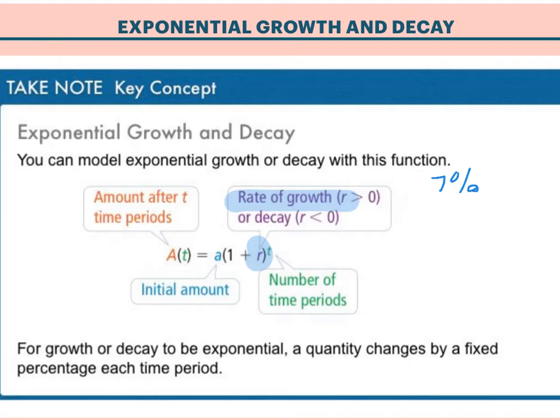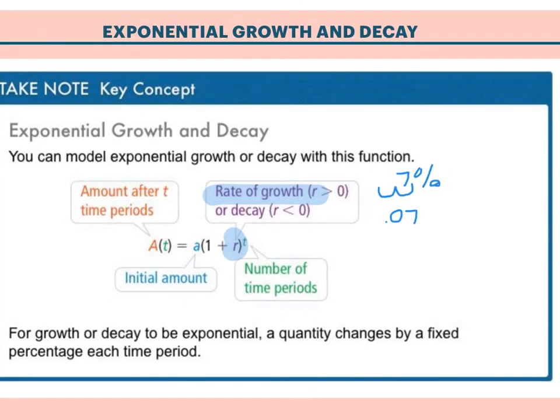And this 7%, we need to change into a decimal. So whatever percent it gives us, we change it to a decimal by just moving the point 2 spaces. So the 7% is going to equate to the decimal of 0.07. Same thing if we had 5%, we would just move our decimal 2 places. So this would be like saying 0.05. So your rate of growth is always going to be a decimal.